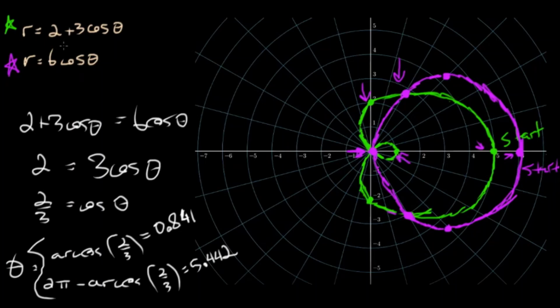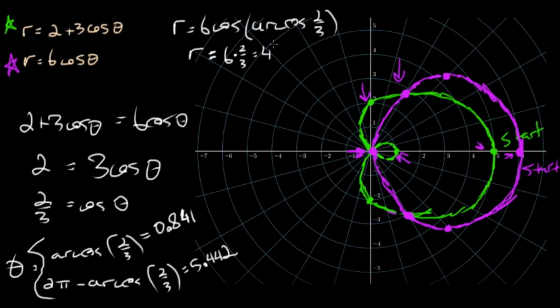All right, and then if we want the final solution to this system, we need r. So let's go ahead and plug this thing back in. We got r is equal to 6 cosine, and then let's plug in the first angle, arc cosine 2/3. And very conveniently, the cosine and the arc cosine will interact with each other in a very easy way. So cosine of the arc cosine is going to be 2/3, and 6 times 2/3 is 4.